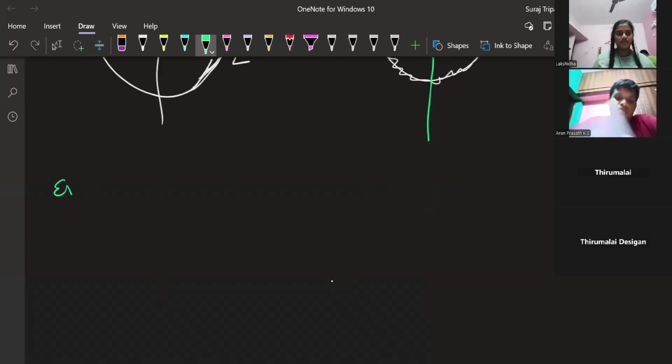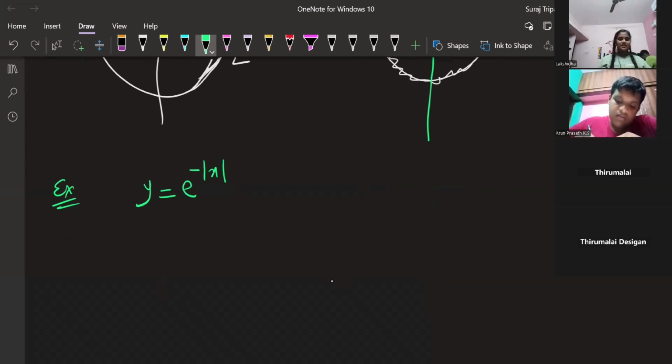Now, next example. Draw the graph of y equals e raised to minus mod x. This is based on transformation 6, right? But you can also draw this one. Transformation 6 and transformation, I think, 1, both are involved together. How will you draw the graph of this function?